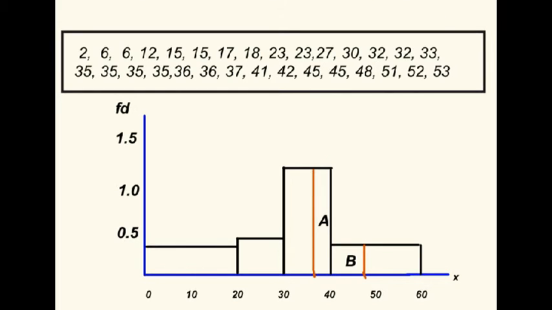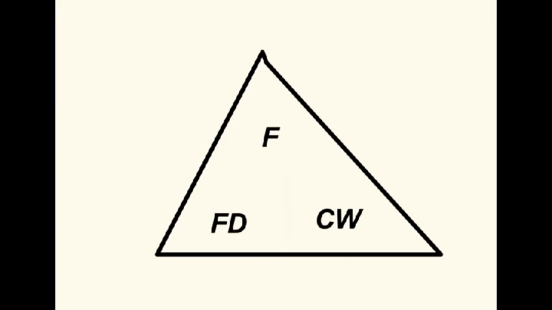One of the things that you can do using a histogram is to find the numbers of individuals within a certain interval. As I've shown here, this would then correspond to the area of A plus the area of B. A good way to memorize the relationship between frequency density, frequency and class width is by means of this little triangle.